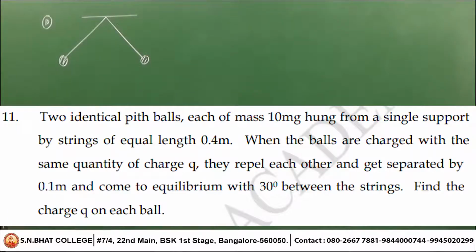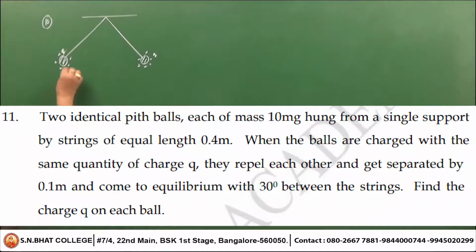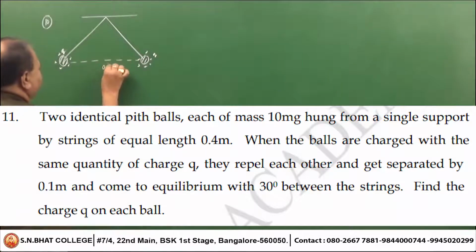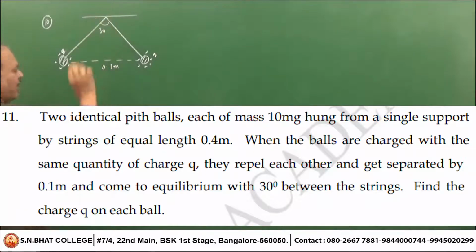When these balls are given the same quantity of charge, you know that they repel each other and get separated by a distance of 0.1 meter. The average distance is how much? 0.1 meter. And come to equilibrium with 30 degree between them. Find the charge on each ball. So the angle between these two comes to 30 degree. Find the charge on each ball.